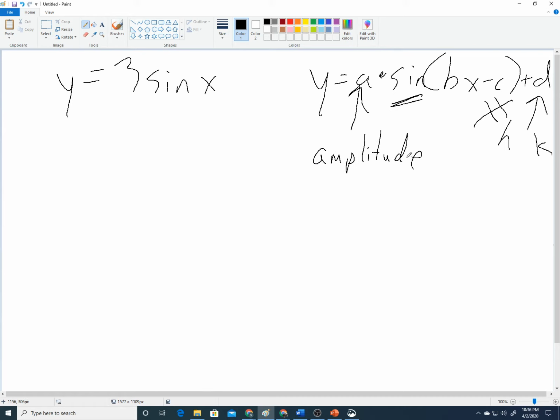So I can see here that I do not have a b, c, or d term. All I have here is my amplitude equals 3. That means it has a vertical stretch of 3.